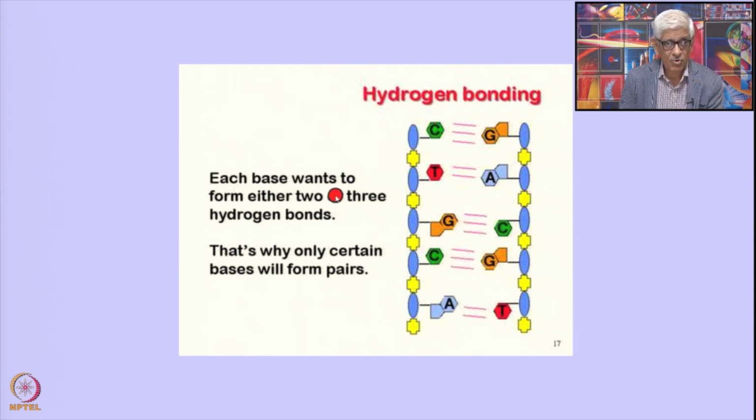Okay. So this is the model which they put up, and of course this was based on previous information available to them, that the number of C's is equal to the number of G's, and the number of T's is equal to the number of A's in the DNA. So on that basis they had put up this model. Then the C and the G are paired together through hydrogen bonds, and there are 3 hydrogen bonds between C and G, and there are 2 hydrogen bonds between T and A. So this is how the model goes, that only certain bases will form pairs.